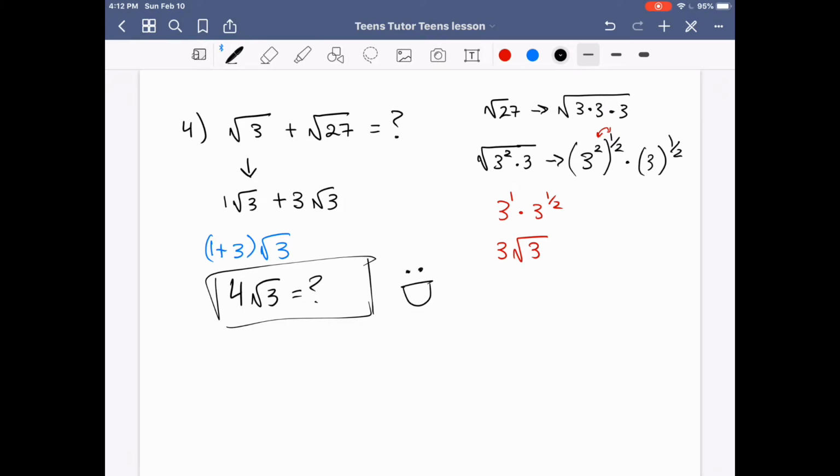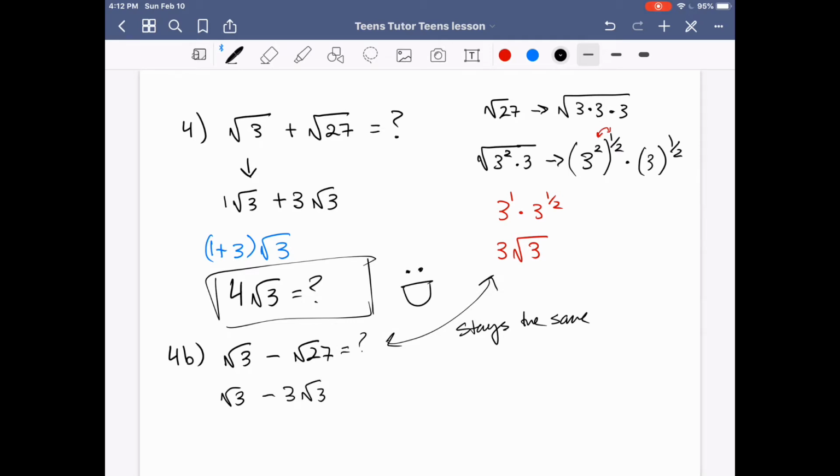I like that smiley face. Okay, now we're going to think about it more in subtraction terms. So instead of doing it this way, I'm going to show you, in a sense, I call my examples 4B. Now if we were to say square root of 3 minus square root of 27, note that everything that we've done here stays the same. So it's actually going to end up being square root of 3 minus 3 square root of 3. We're trying to find out what question mark equals.